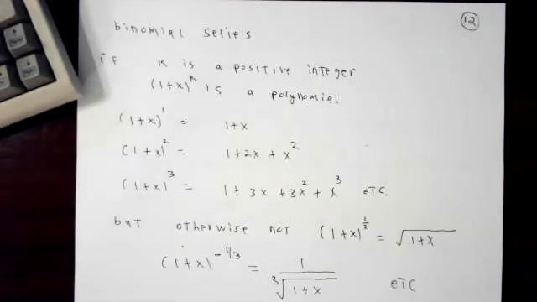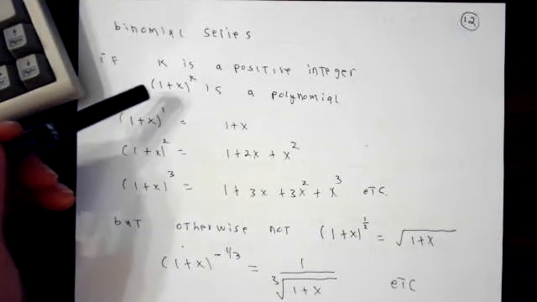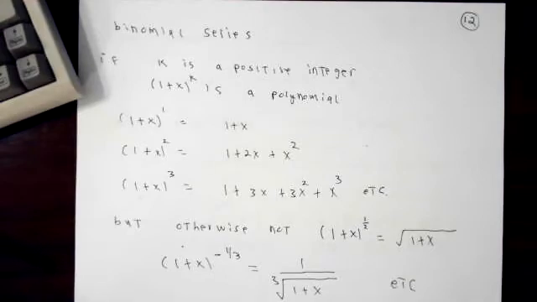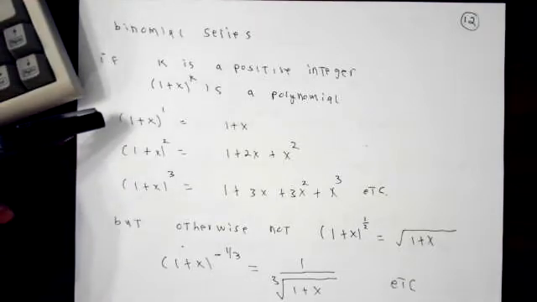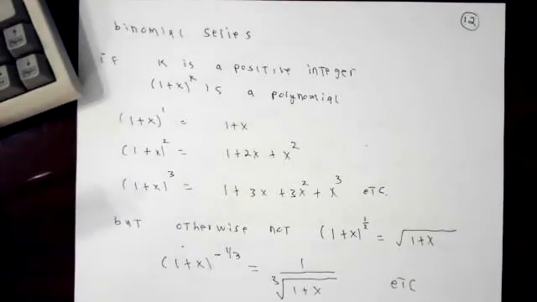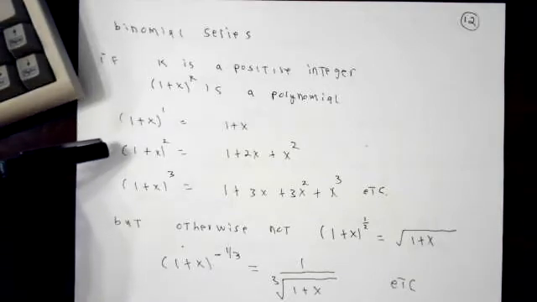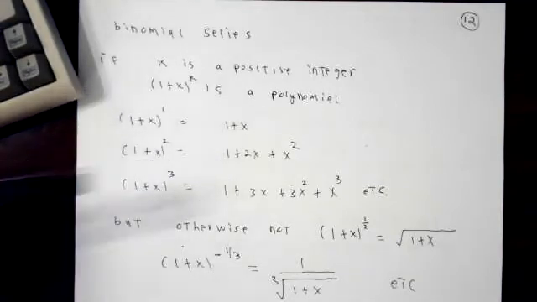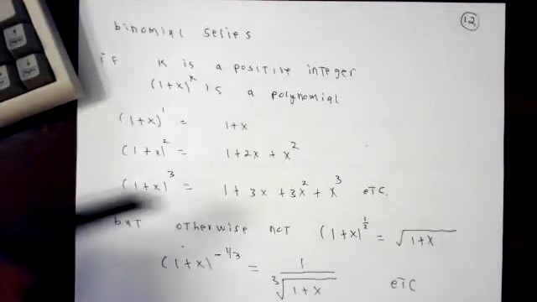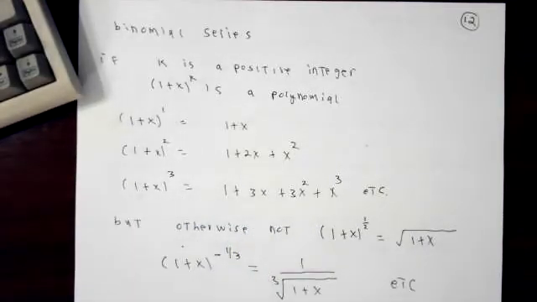Next, I'd like to talk about binomial series. If you have a number k and it's a positive integer, positive whole number, then the expression 1 plus x raised to the k power is a polynomial. For example, 1 plus x to the first power is what you think it is. 1 plus x quantity squared is 1 plus 2x plus x squared. 1 plus x cubed is 1 plus 3x plus 3x squared plus x cubed, and so on.